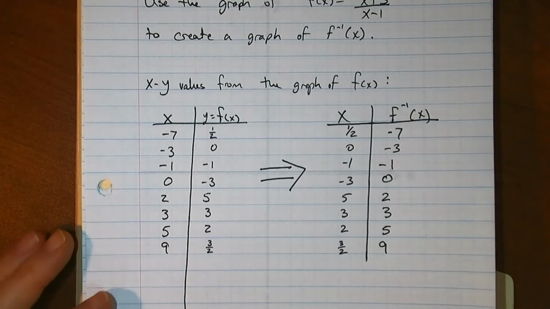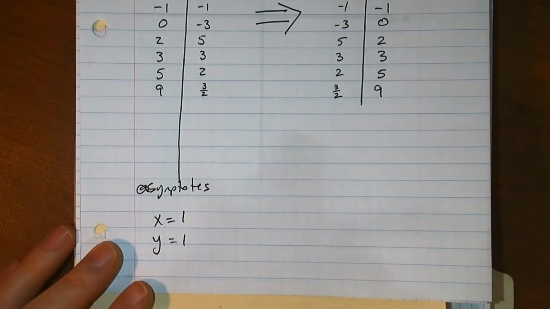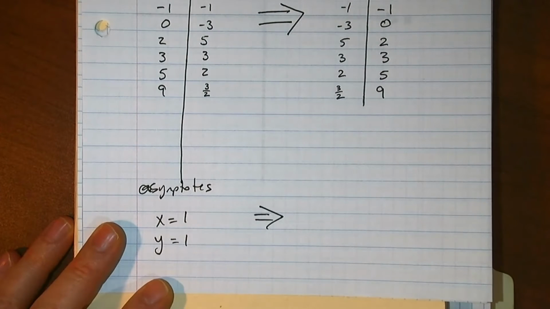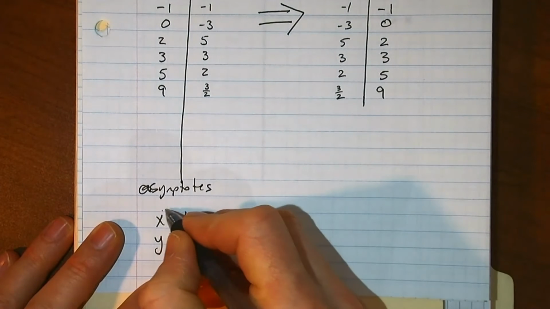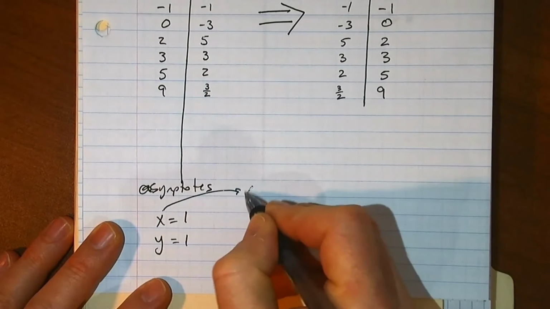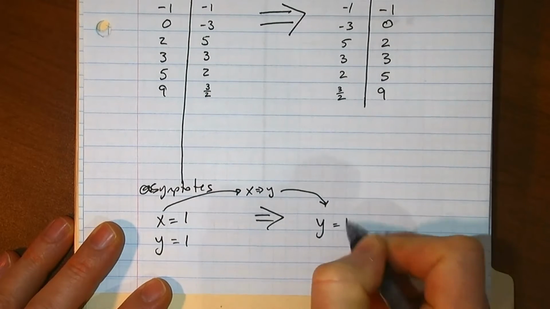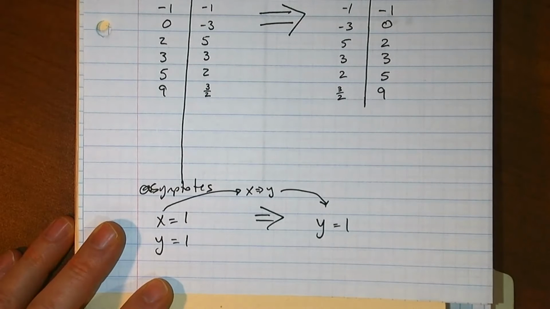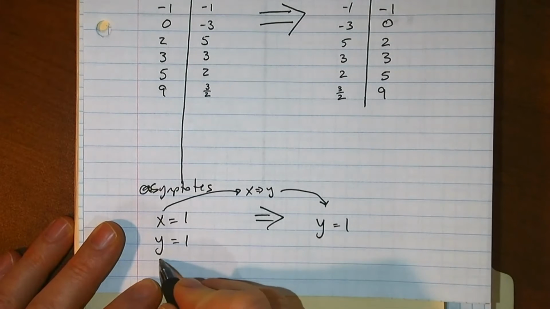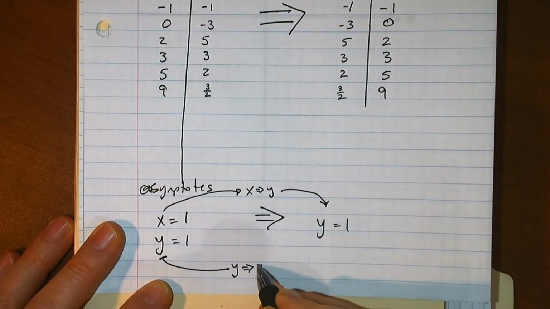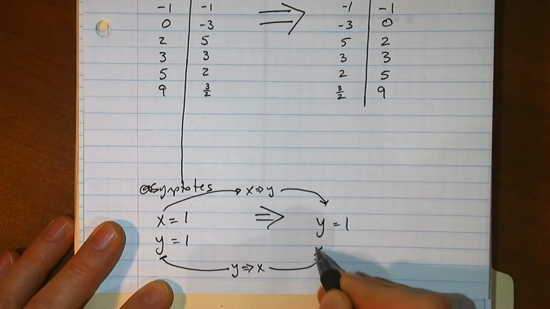Okay, now with the asymptotes, the same thing happens. The x's become y's and the y's become x's. So this was an x equals 1. The x becomes a y, and I end up with a y equals 1 from that asymptote. Okay. Similarly here, I had a y equals 1. The y becomes an x, and so I end up with an x equals 1.